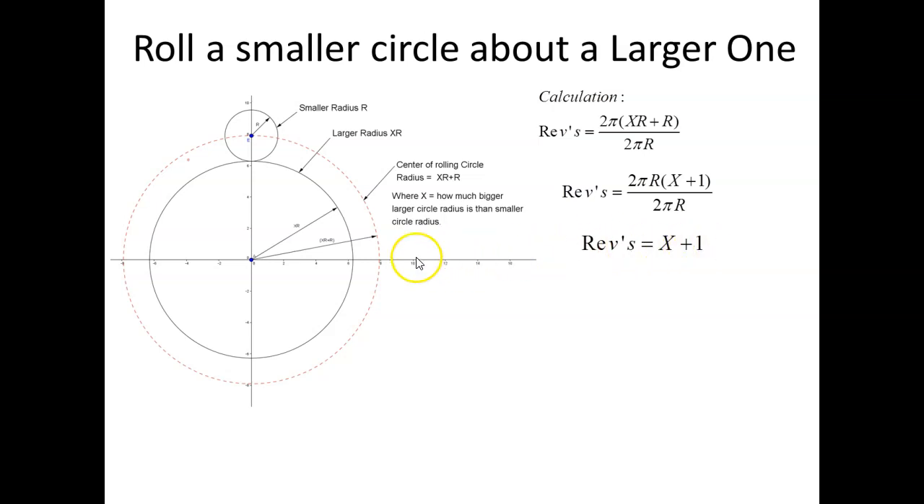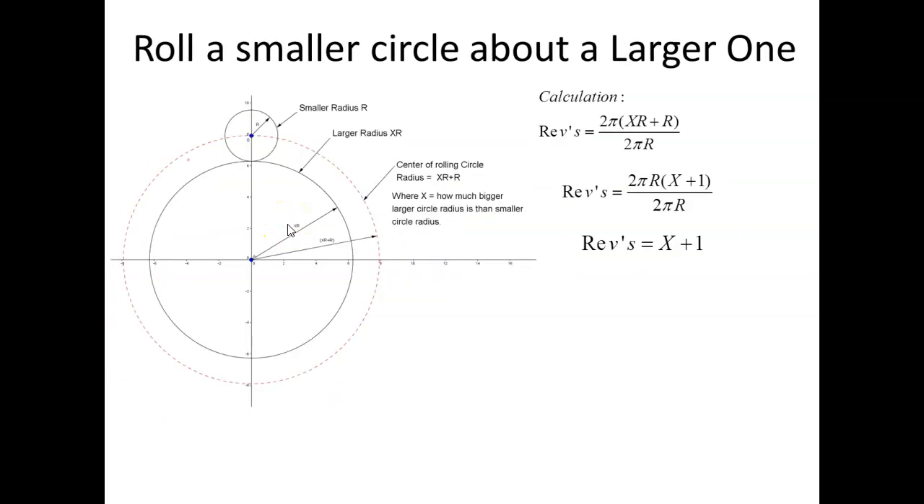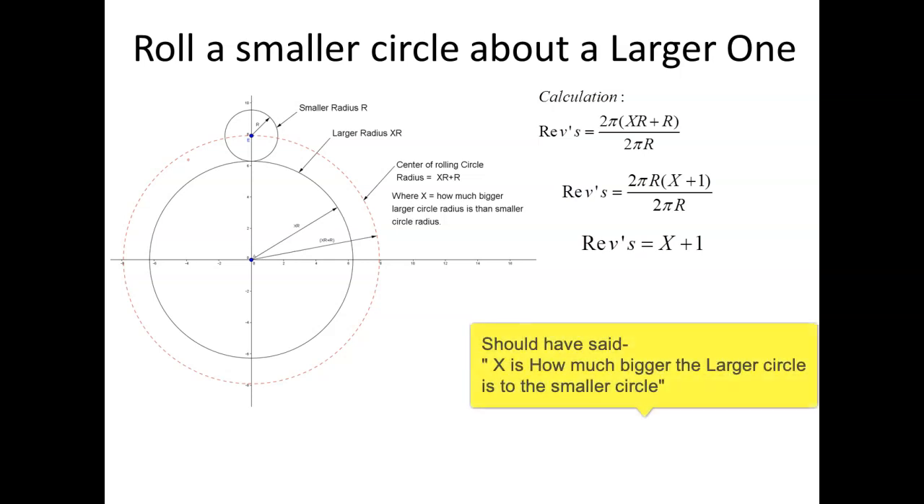So that means whenever I'm rolling a golf ball around a basketball, a smaller circle around a larger circle, all I've got to do is add 1 to how much bigger the basketball is than the golf ball. So if the basketball is 5 times bigger than r, then it's 5 plus 1, which is 6.